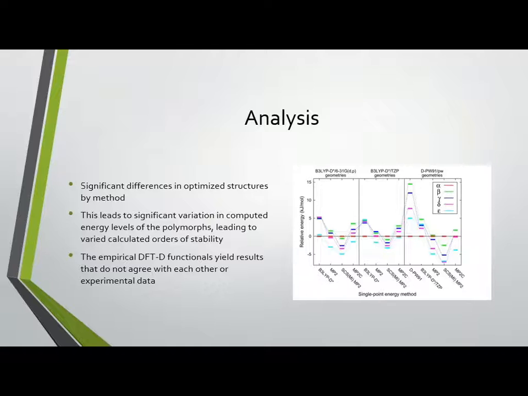So the empirical DFT functionals yield results that do not agree with each other or with the experimental data. Well, that's not good at all. That's not good at all. Oh boy. Yeah, you can see some wild variation in these charts that aren't consistent with each other.